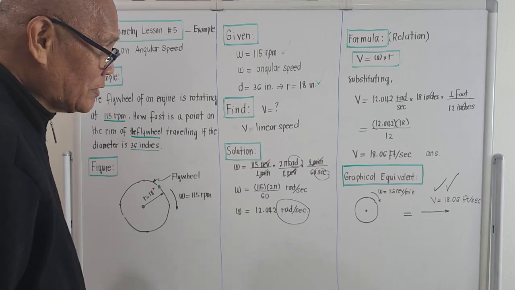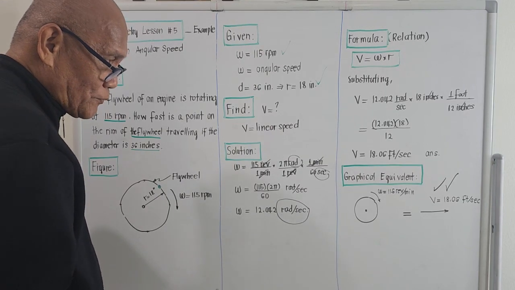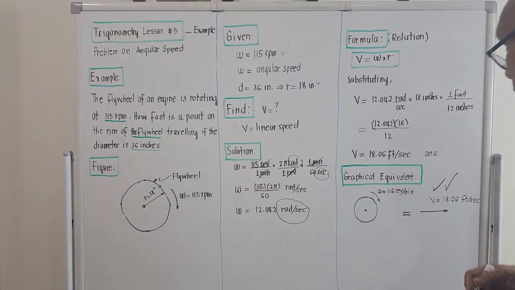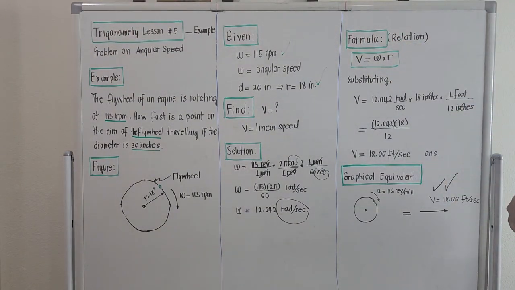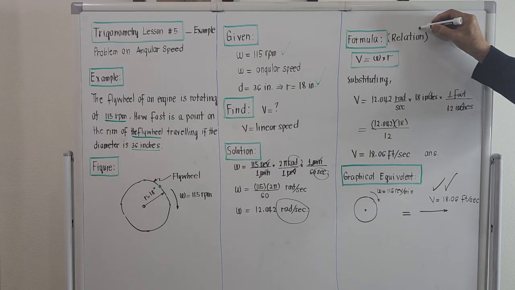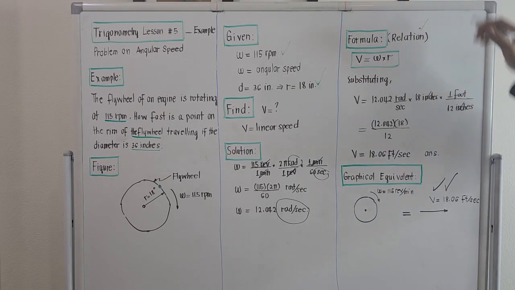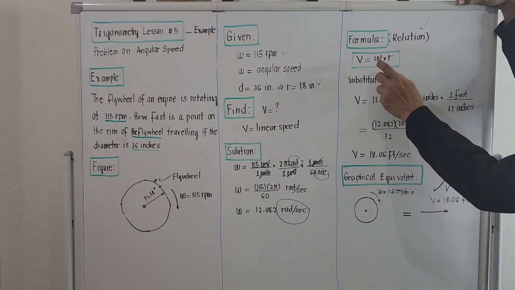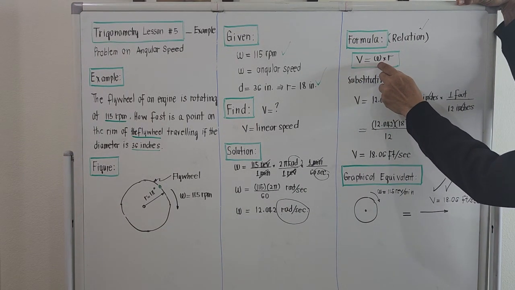Okay, radians. Let's try to compute for the linear speed. To compute for the linear speed, we need a formula. And this formula is actually the relation formula. What relation? The relation of linear speed with respect to angular speed.